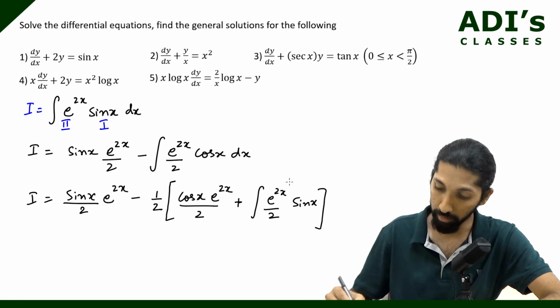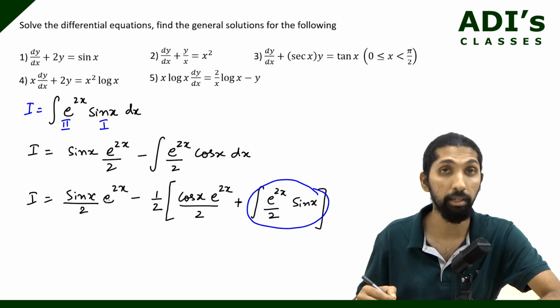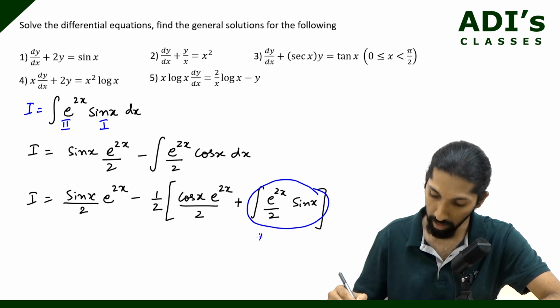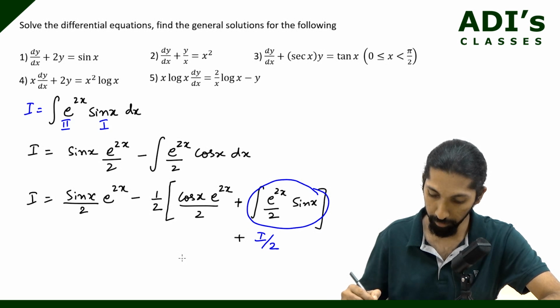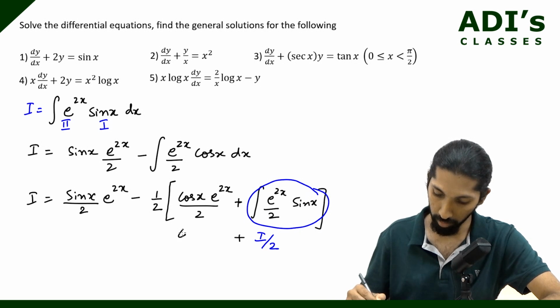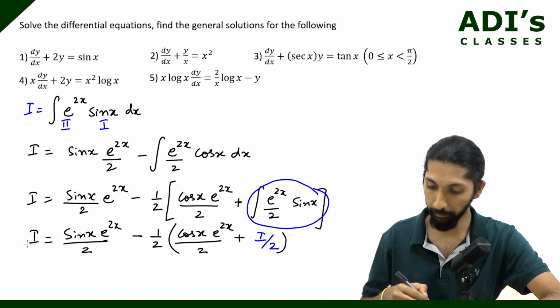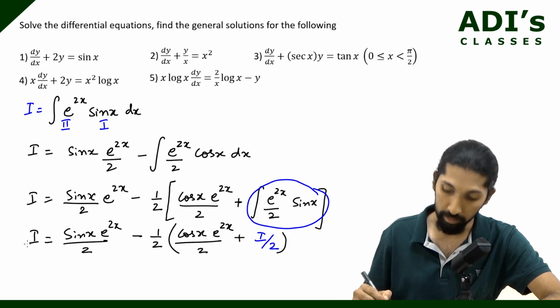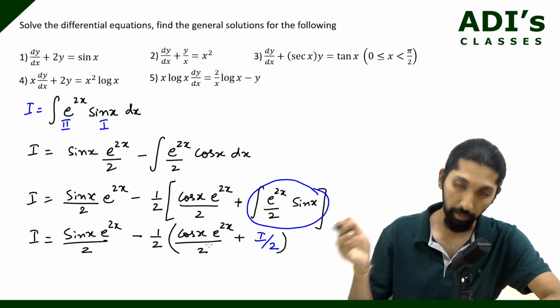Now what do you get here? This one, if you take the half outside, that's nothing but I. So we can write this as I divided by 2, correct? So plus I by 2. Next you have cos x into e power 2x by 2, the entire thing by half, minus here and this one divided by 2. This is basically I. Now minus half into I by 2 becomes minus I by 4. Take the minus I by 4, that's it.